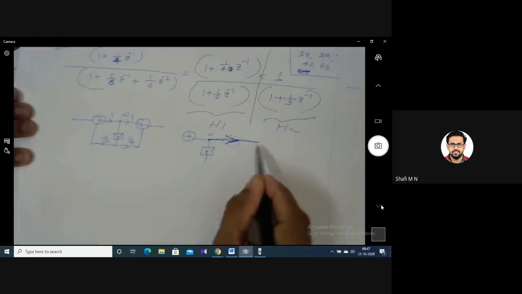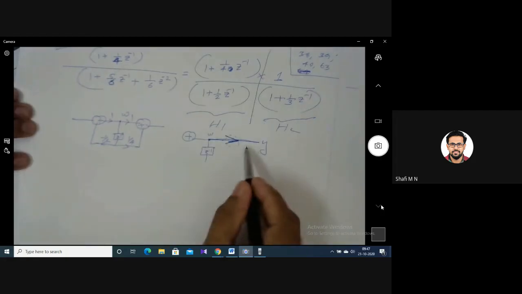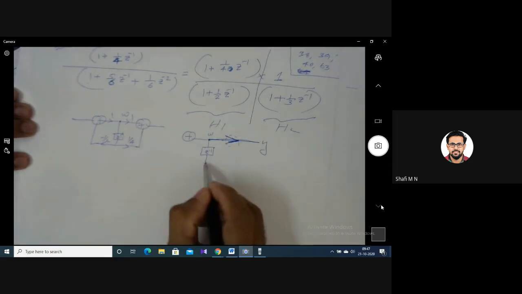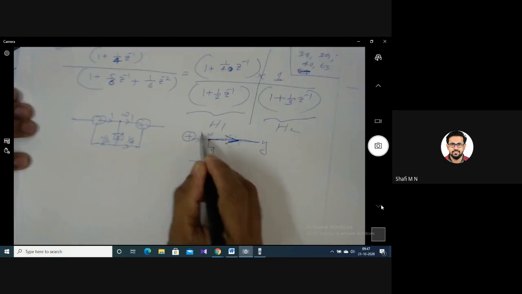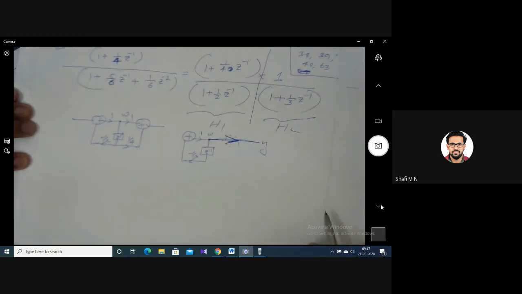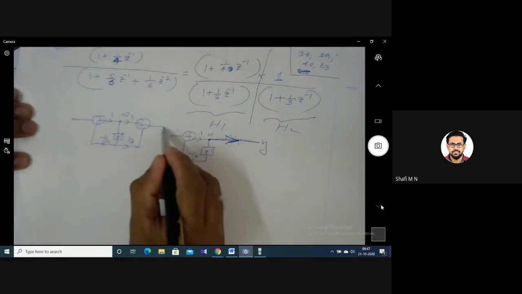Call this output y. Numerator will be just like this, but don't draw a summing block here. This is enough. Now the denominator to the left. So 1 plus 1 by 3 will become minus 1 by 3. And that's it. So the output of the first stage is cascaded to the input of the second stage.